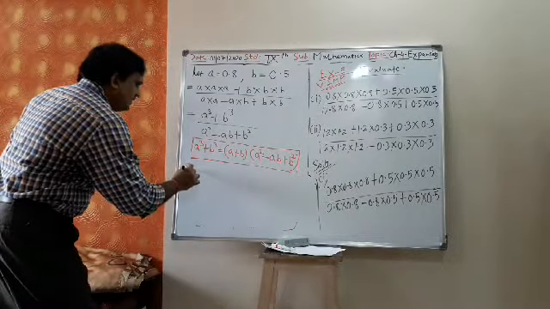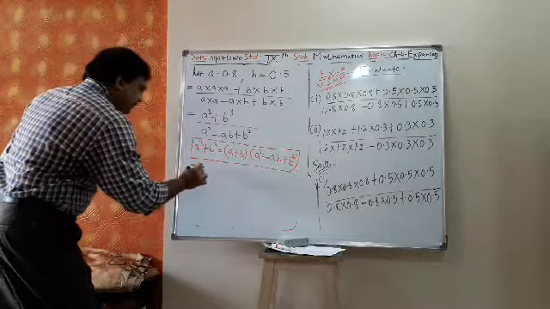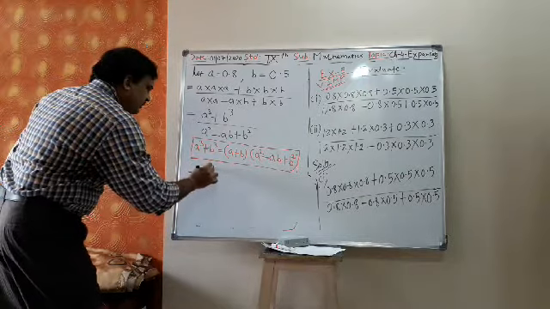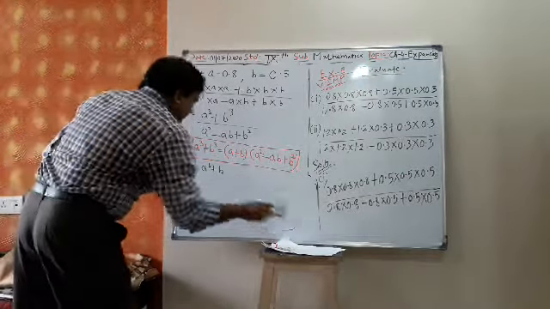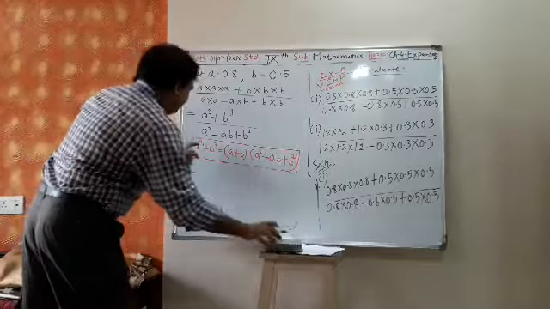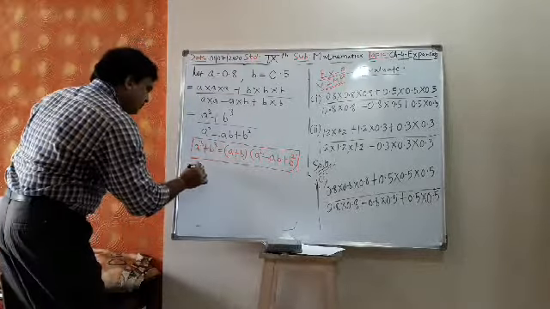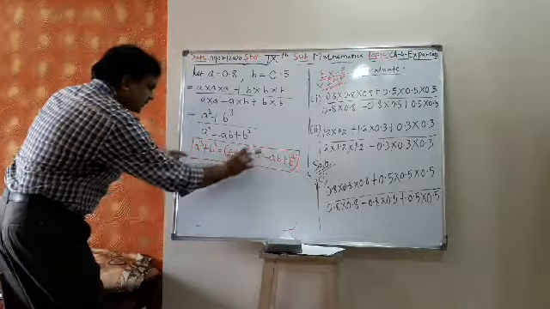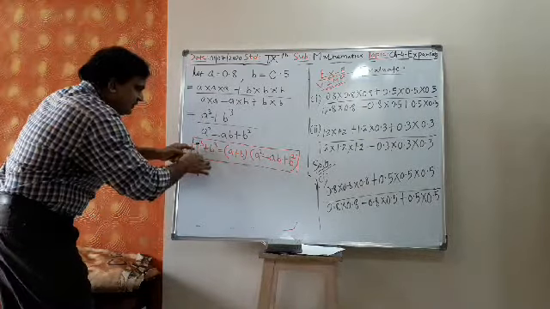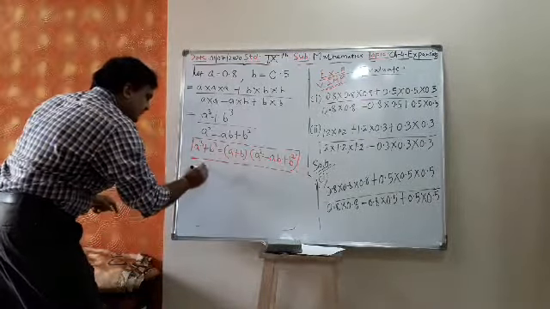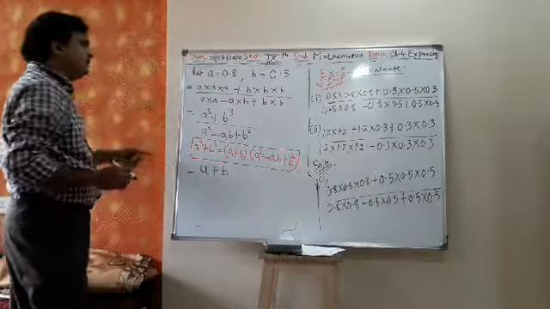Yes, tell me, what is that? A cube plus B cube. Yes, A cube plus B cube, see here: A cube plus B cube upon A square minus AB plus B square. This term I will divide by this. What is left there? A plus B.